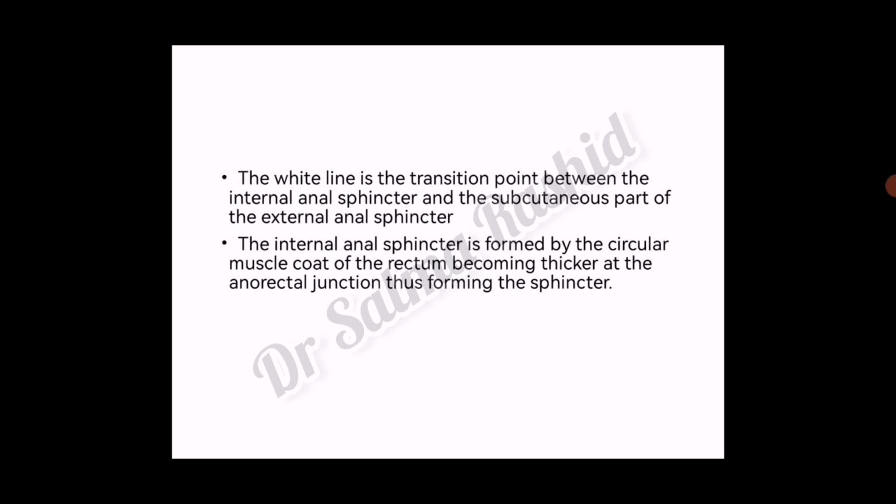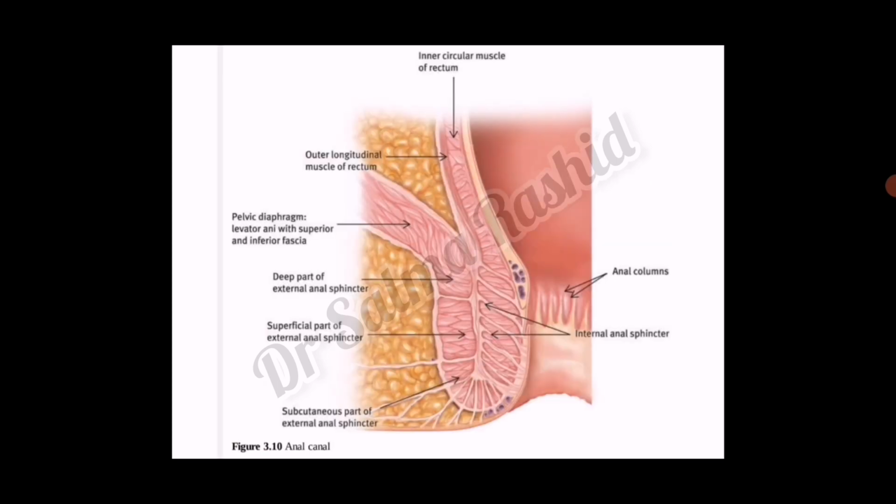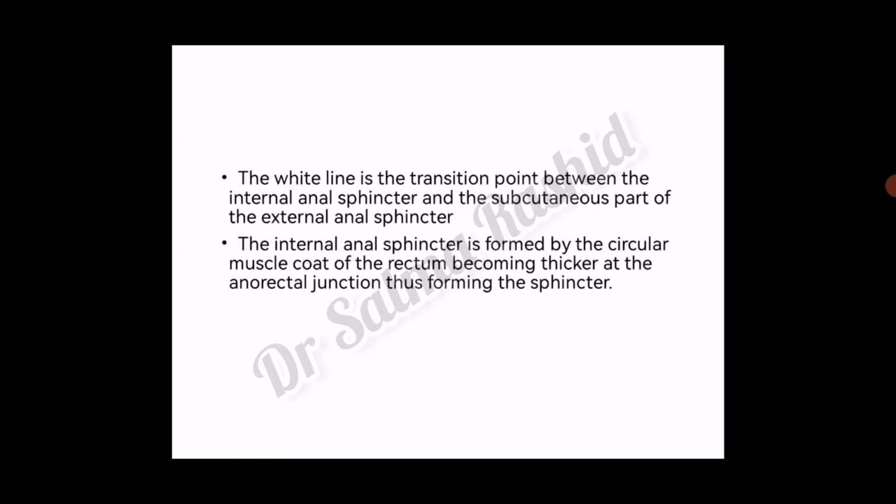The white line or the Hilton line is the transition point between the internal anal sphincter and the subcutaneous part of the external anal sphincter. Where the internal anal sphincter ends, there the subcutaneous part of the external anal sphincter is present, and in between these two there is the Hilton line.